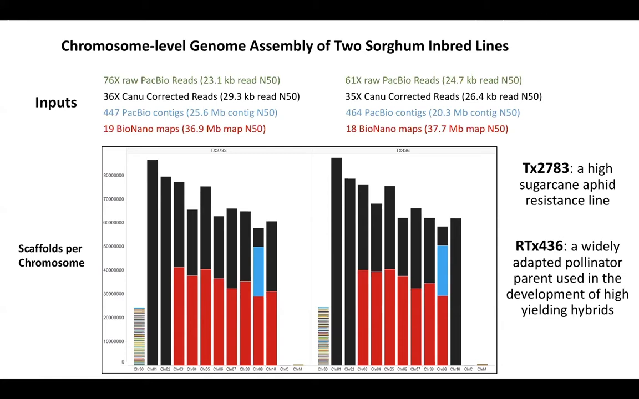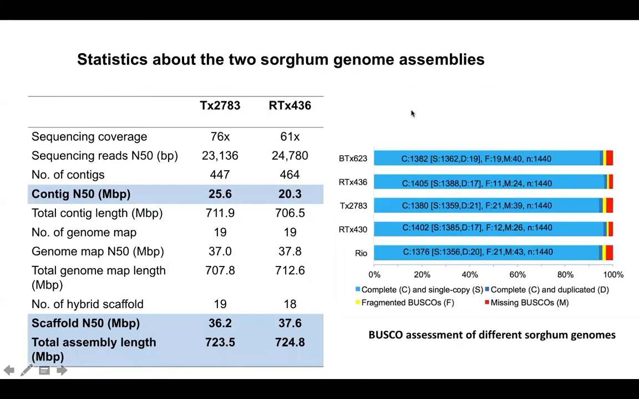To assemble the high quality genomes of these two lines, we used PacBio long read sequencing and scaffolded with Bionano maps. What I'm showing you here is the number of scaffolds for each genome. You can see for TX2783, it has 19 scaffolds, and for RTx436, it has 18 scaffolds. If we look at the detailed assembly numbers, you can see the contig N50 for TX2783 has reached 25.6 megabases, and the contig N50 for RTx436 has reached 20.3 megabases. If we look at the scaffold N50 size, these two genomes are more than 36 megabases.